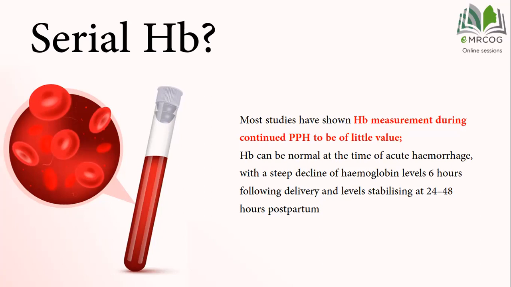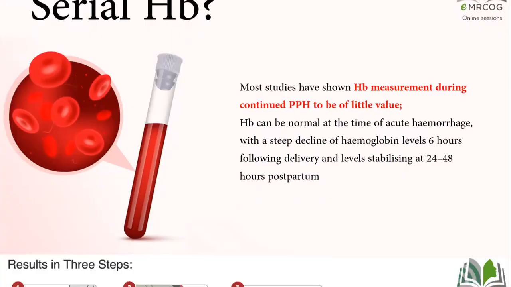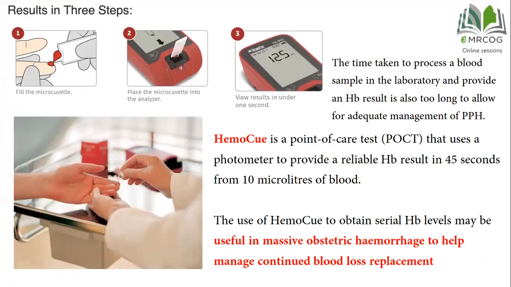Because hemoglobin can be normal at the time of acute hemorrhage, then it's going to have a steep decline in the following 6 hours. And that's what many meta-analyses have shown. And I wish I can show you a recent meta-analysis for the levels of hemoglobin that decline, and when it has this steep decline, it starts like 2 hours after the postpartum hemorrhage. In the first 2 hours, or from 30 minutes to 2 hours, the patient can have normal or nearly normal hemoglobin.